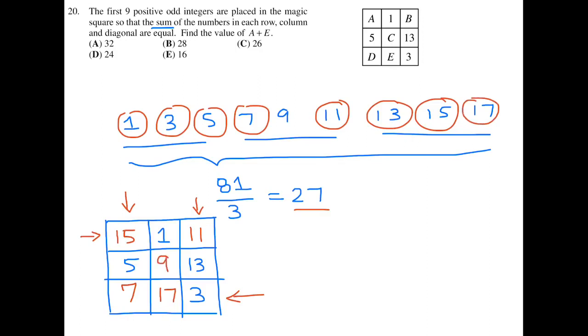So what are they asking for? A plus E. A is here, E is here. So A is 15 and E is 17. So A plus E is 15 plus 17, which is 32. So the answer is A.